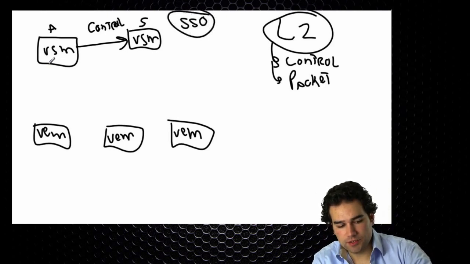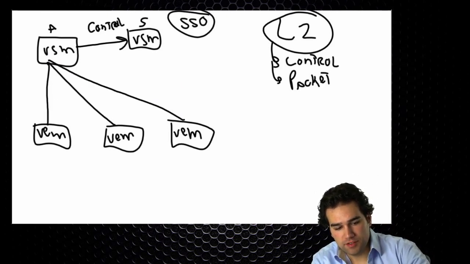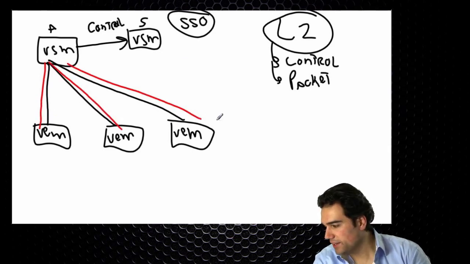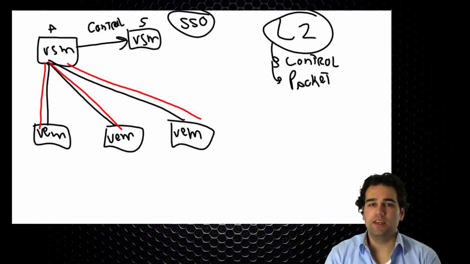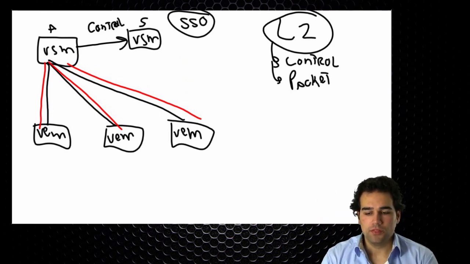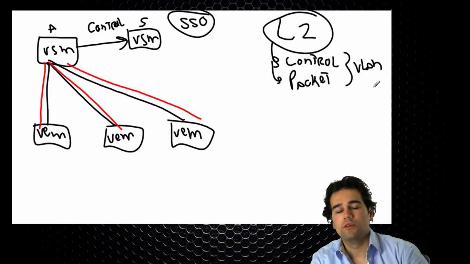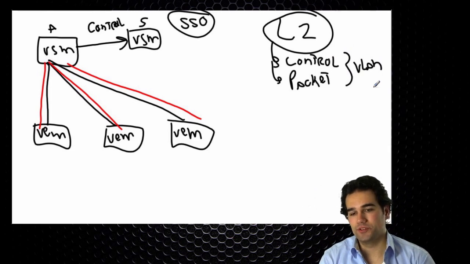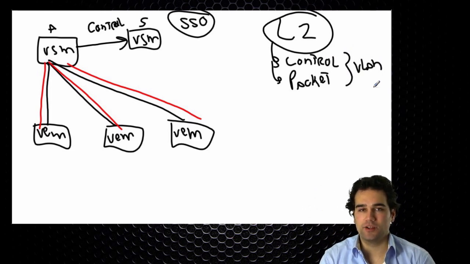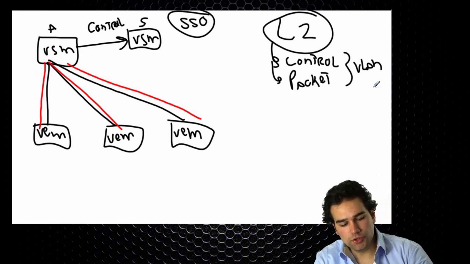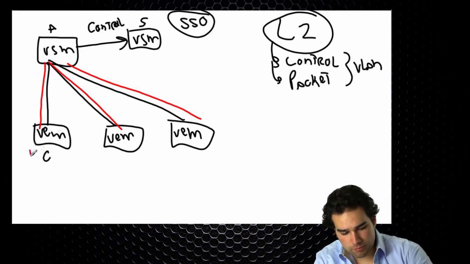The next connections are 2 connections. So the active VSM maintains 2 layer 2 connections, a control connection and a packet connection, to all of the VEMs. This can be in 1 VLAN or in 2 VLANs. The recommendation differs per software version. Earlier versions said you need to spread this traffic across 2 VLANs. Newer versions say you can do it in a single VLAN. But there are 2 connections.